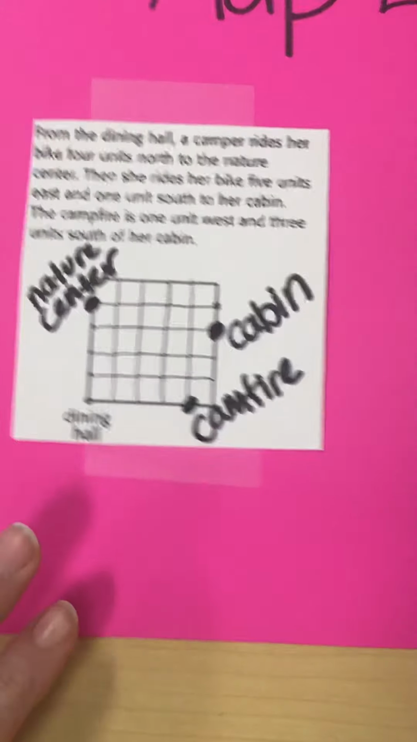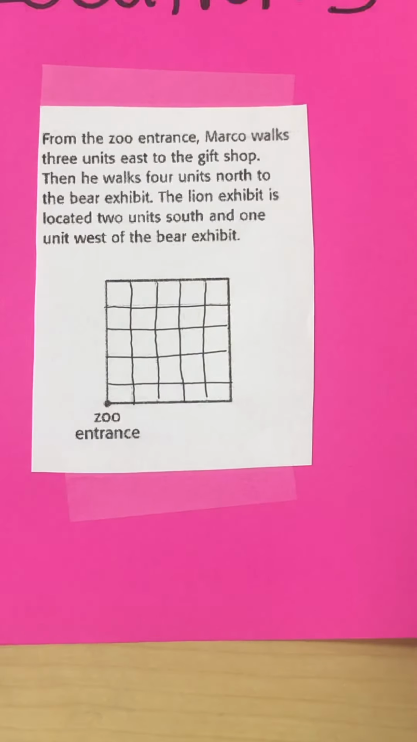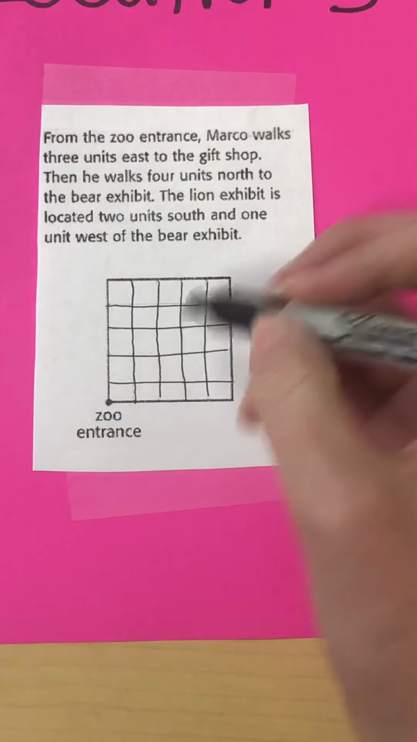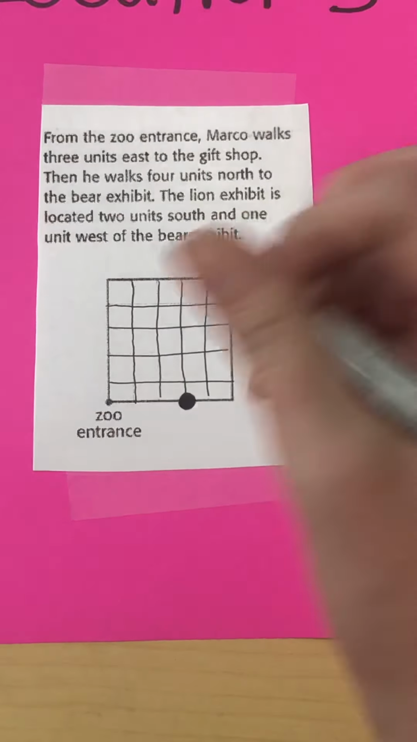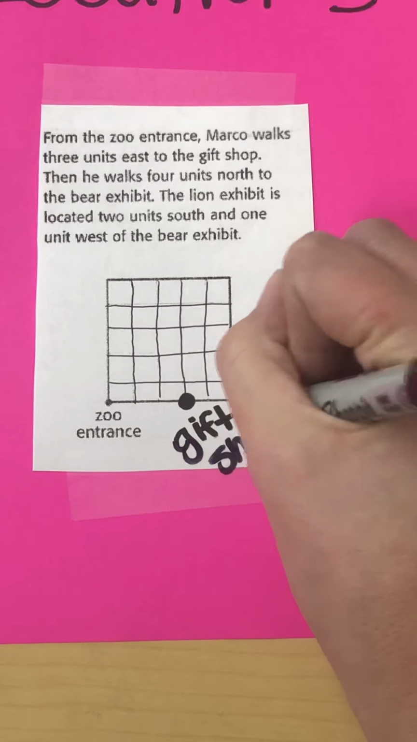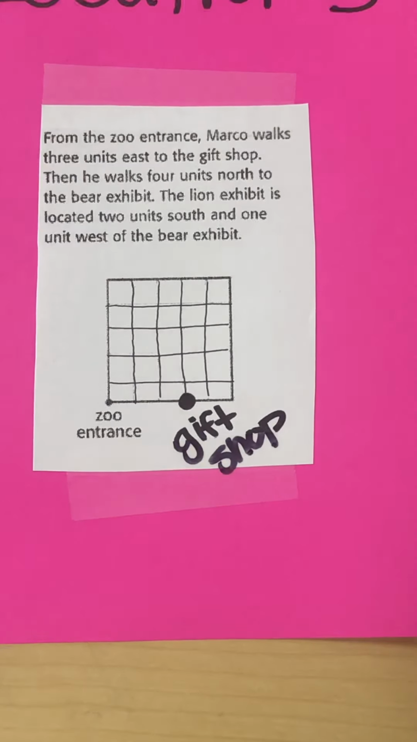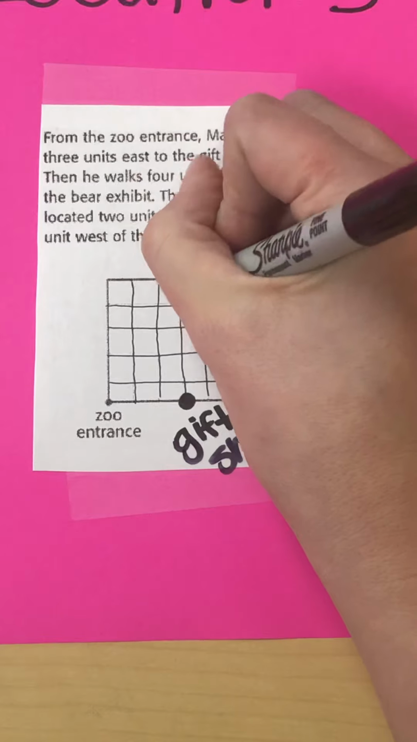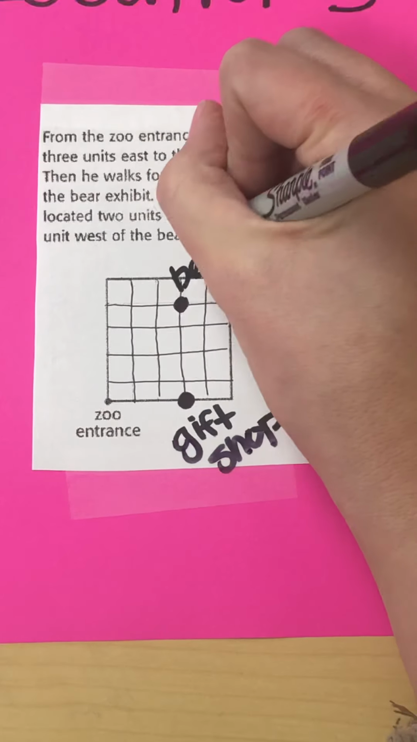Now let's try one more just to practice. And this says, from the zoo entrance, so this is the zoo entrance, Marco walks 3 units east to the gift shop. So he goes 1, 2, 3 spots over. This is the gift shop. Then he walks 4 units north to the bear exhibit. 1, 2, 3, 4. And this is the bear exhibit.